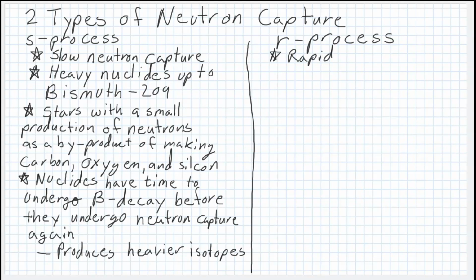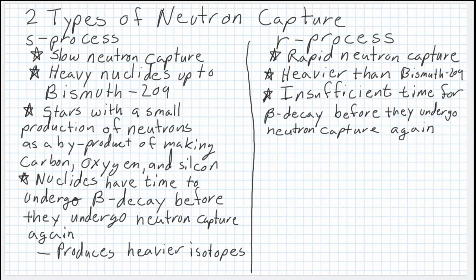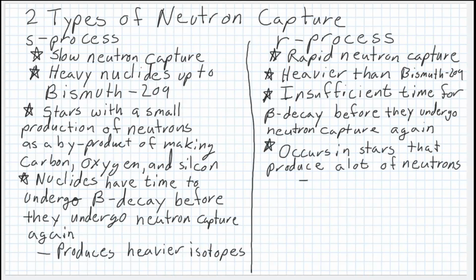The R stands for rapid. This process can produce elements heavier than bismuth 209. The R process happens when there's insufficient time for beta decay to occur before neutron capture happens again in the same nucleus. This occurs in stars that produce a lot of neutrons, for example, type 2 supernovas.